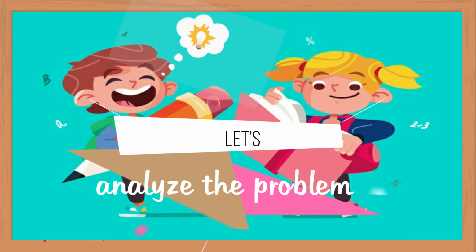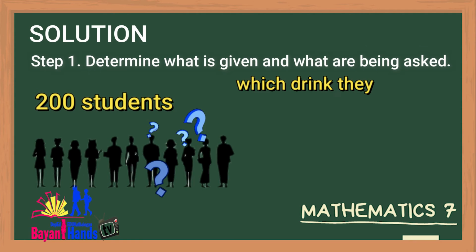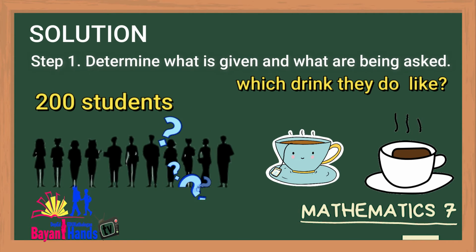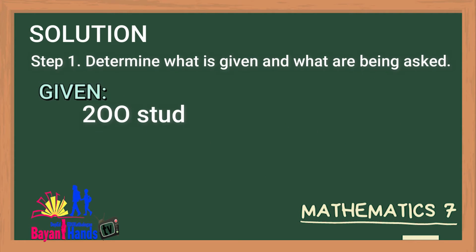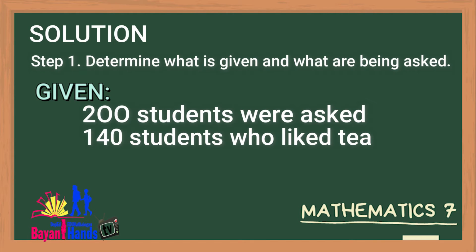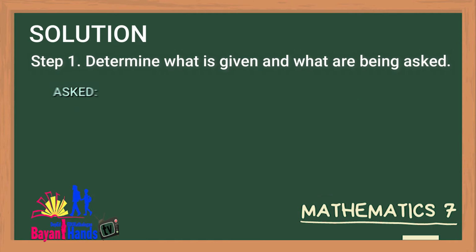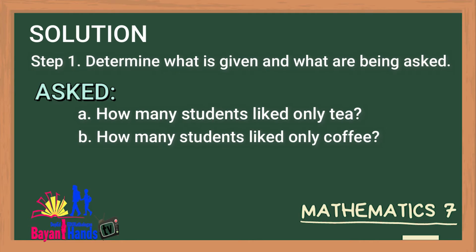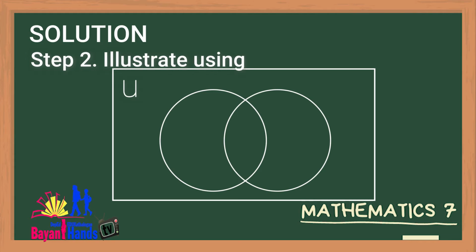Help me analyze the problem first. 200 students were asked about which drink they like, coffee or tea. You can see from the given, 200 students were asked. 140 liked tea, 120 liked coffee, and 80 liked both. Then, we need to find how many liked tea only, coffee only, and who liked neither of the two. Let's proceed to how the diagram was constructed first.